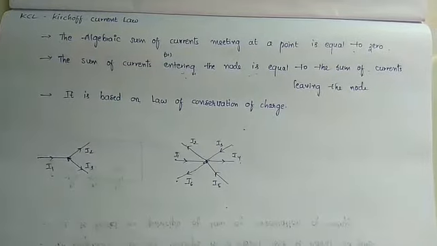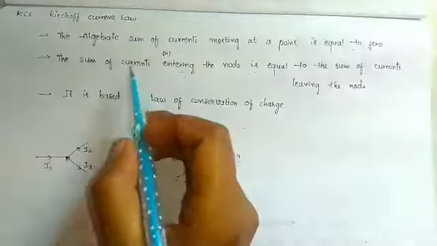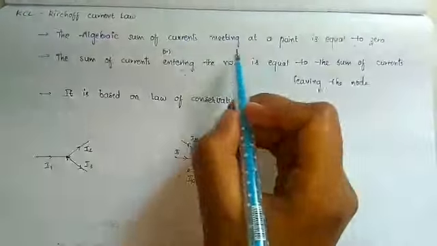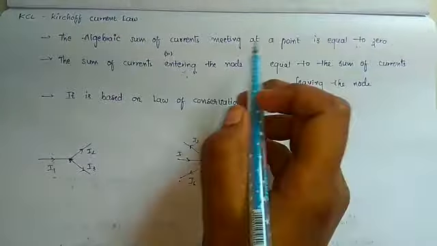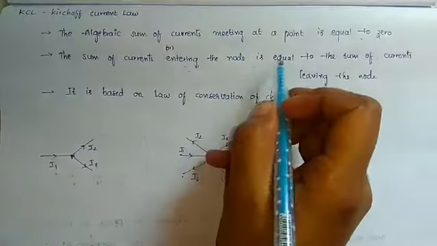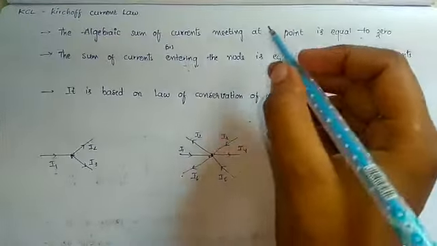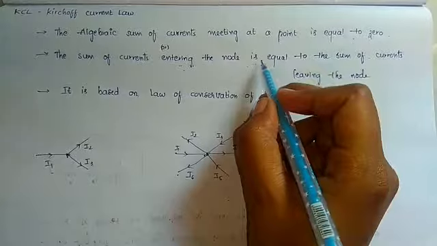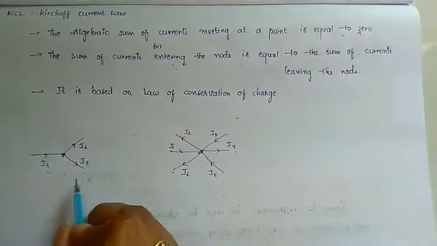Coming to Kirchhoff's current law, it states that the algebraic sum of currents meeting at a point is equal to 0, or it can also be said that the sum of the currents entering the node is equal to the sum of the currents leaving the node. I will explain this definition with an example.